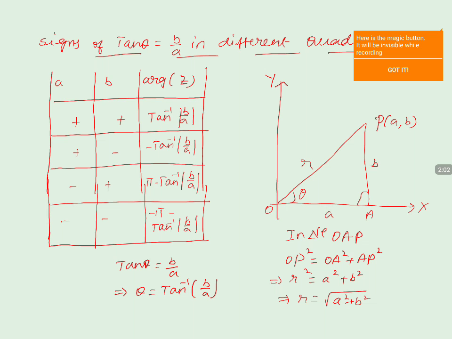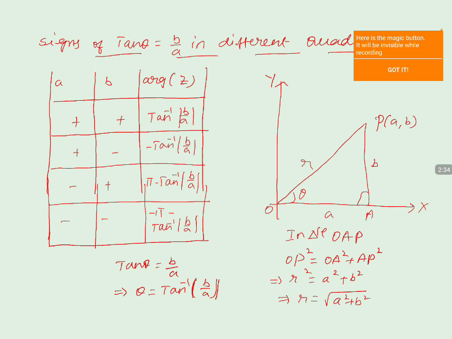If a is positive and b is positive, that is, the real part is positive and the imaginary part is positive, then we can write theta is equal to tan inverse of modulus of b by a. Coming to the second one, if the real part a is positive and the imaginary part b is negative, then the argument of z is calculated using the formula minus tan inverse of modulus of b by a.